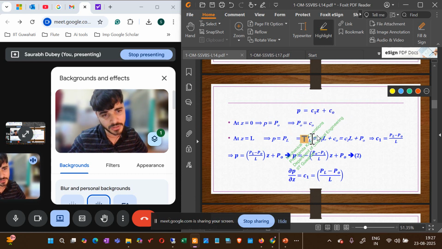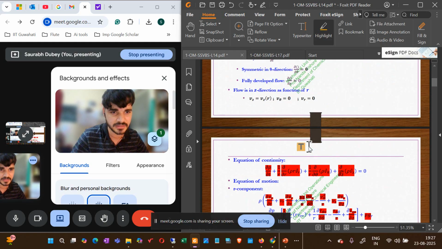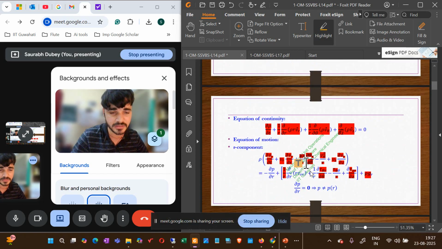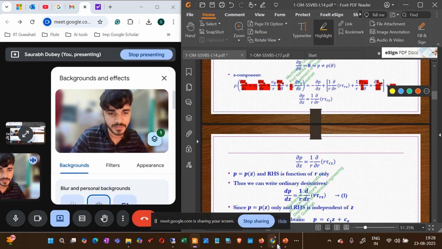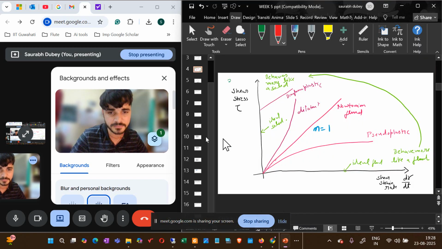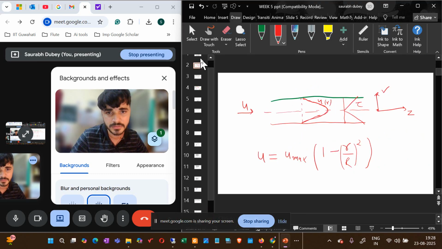It will give you P0 equals C0, right? And at Z equals L, P equals PL. So Z is, you remember the kind of geometry we are dealing with. The geometry we are dealing with is the same that I have drawn. So we are dealing with this kind of geometry, right? We are dealing with this geometry.